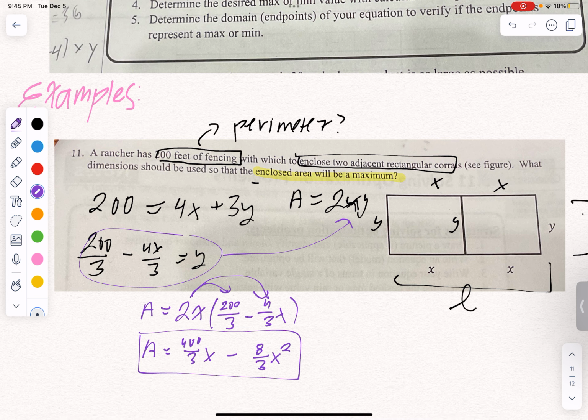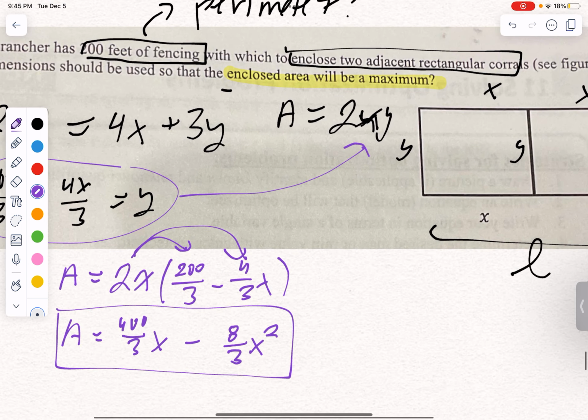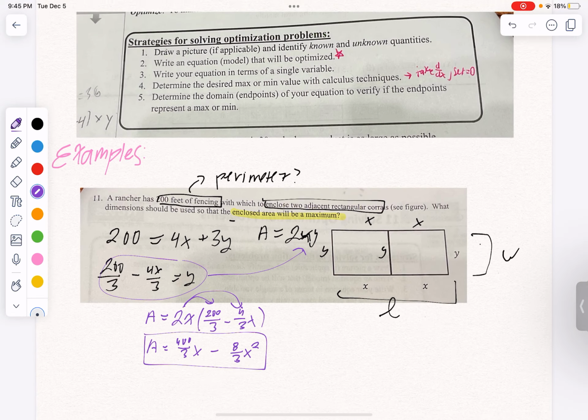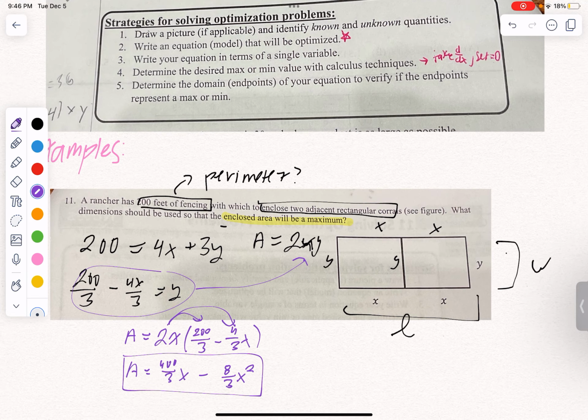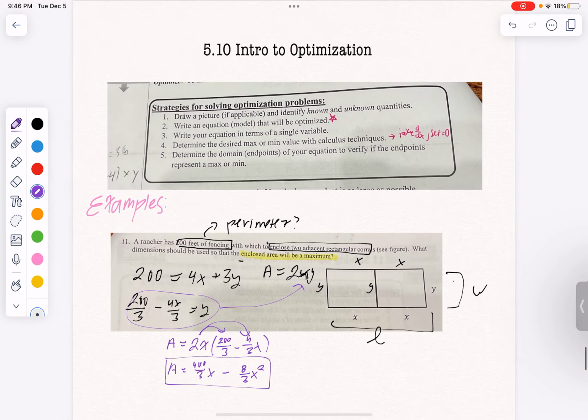In reality, your next step, which we didn't get to, would be to find the derivative, set it equal to 0, and then keep going from there. So that's kind of it for 5.10.